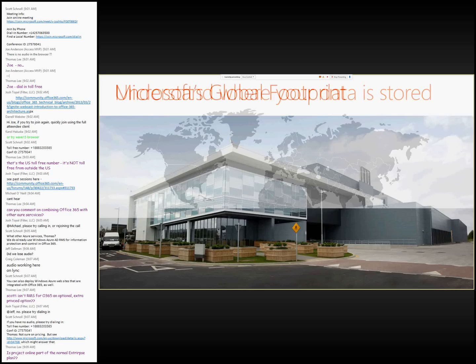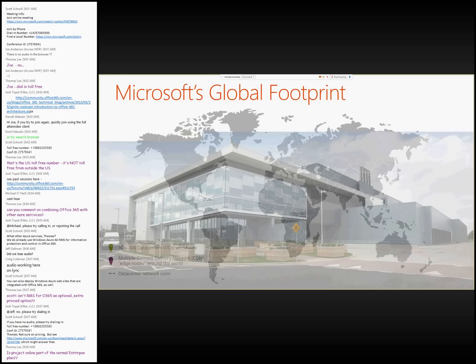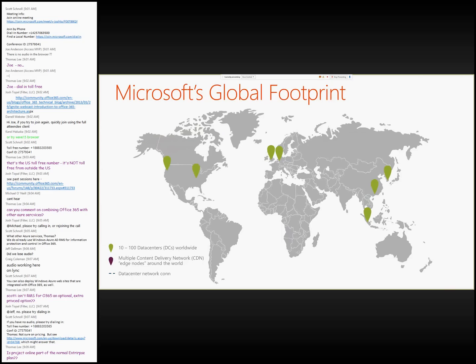So here you can see, when we think about Microsoft's global footprint, we have data centers located all around the world, somewhere between 10 and 100. We don't exactly say how many, but every data center has at least one replication data center that it's always mirroring itself with, and those data centers host the actual data with which customers have their content stored. We also keep data within specified regions based on the country that a company signs up for their Office 365 subscription.